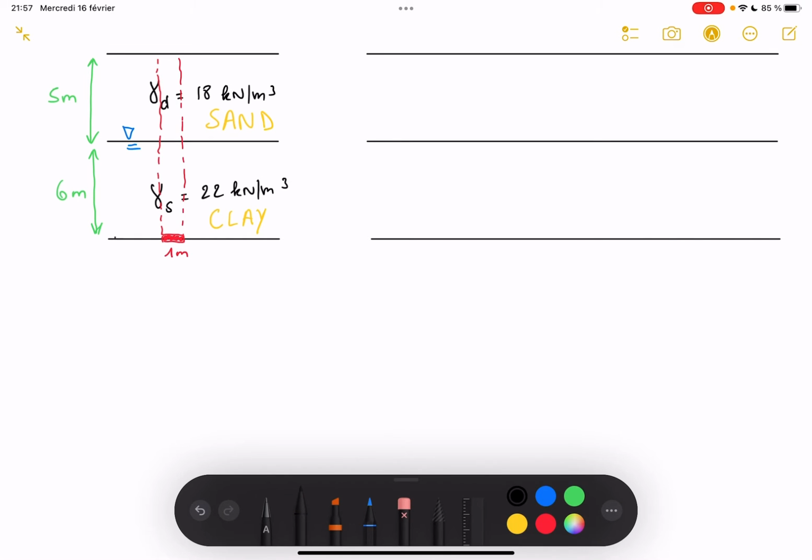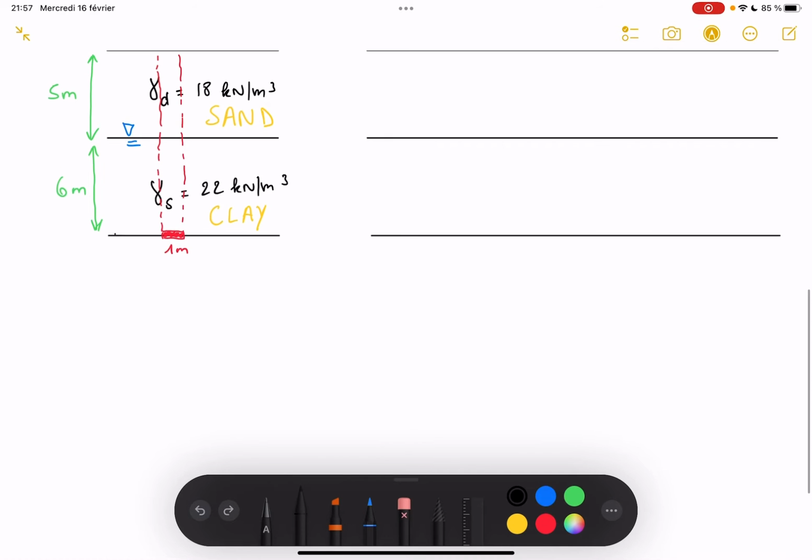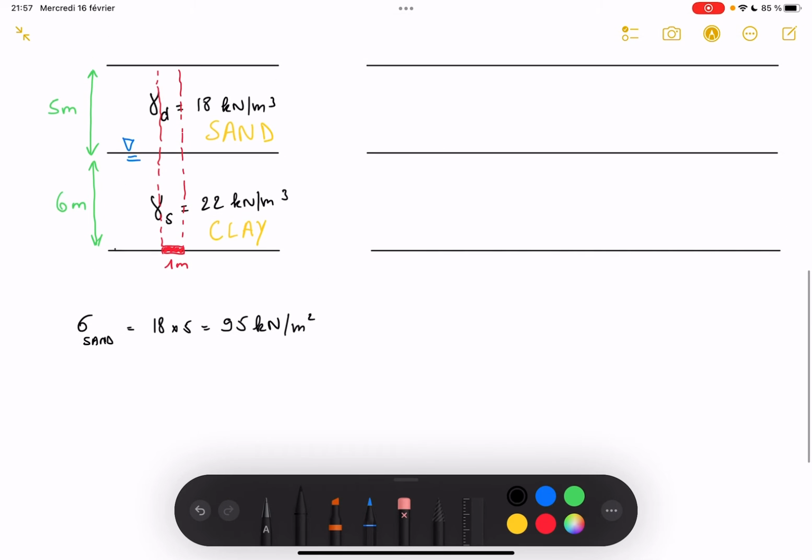So let's calculate the stress acting on the base right here. With only sand above it, the total stress of the sand is equal to 18 times 5, which is equal to 90. I'm just checking. 5 times 19, is that what I have? 95. Perfect. Now, that is for the first one.